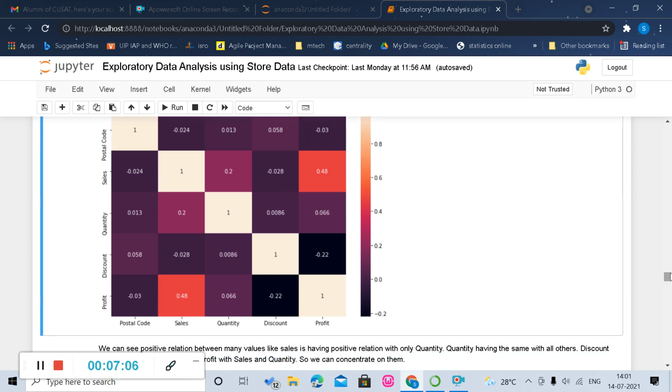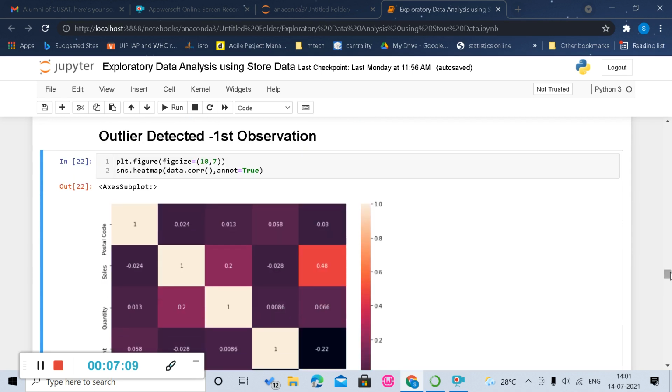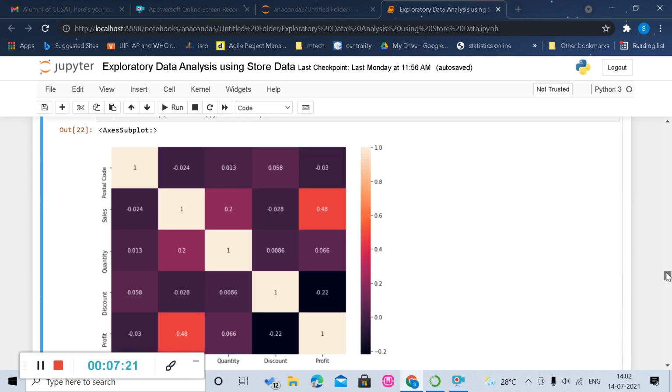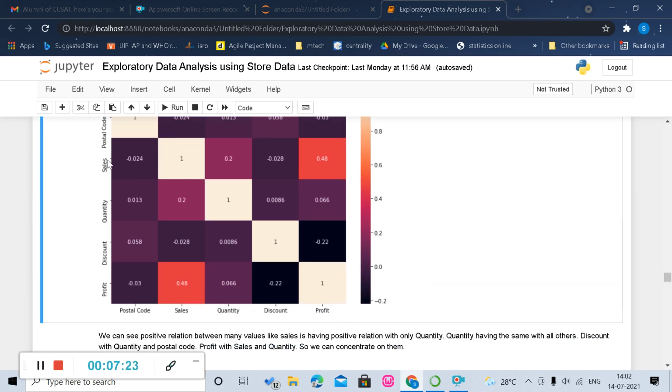Okay, so I'll show you, you can see here sns.heatmap(data.corr()). The corr function represents correlation, so you can see how much correlation there is between the values. Postal code with postal code is always 1, and sales with sales, the same values, will have a correlation of 1. So we need to find the correlation of the other values, like how sales correlates with discount.